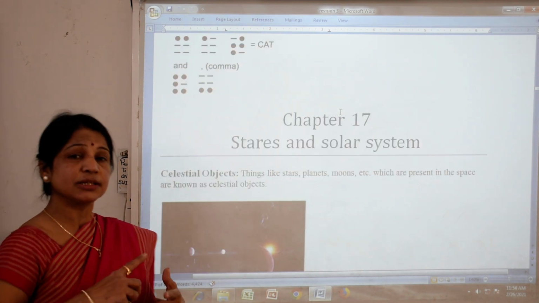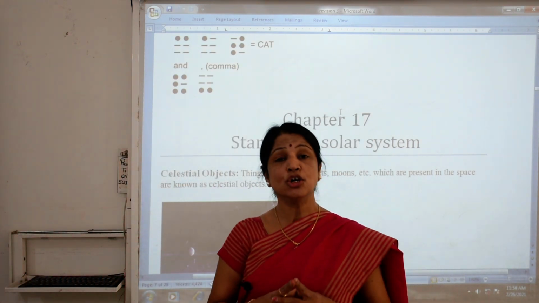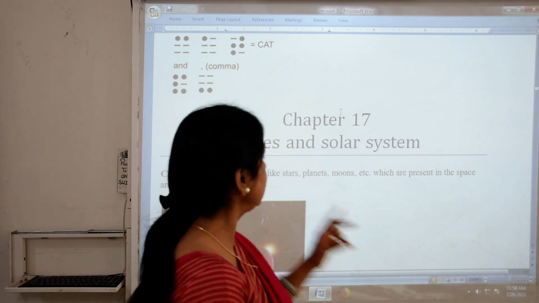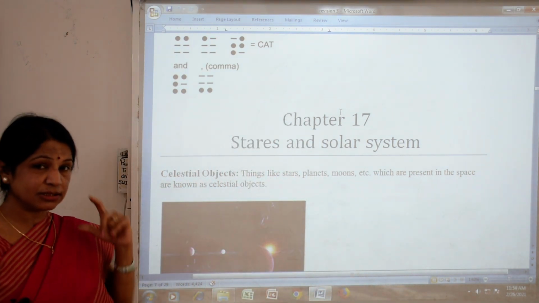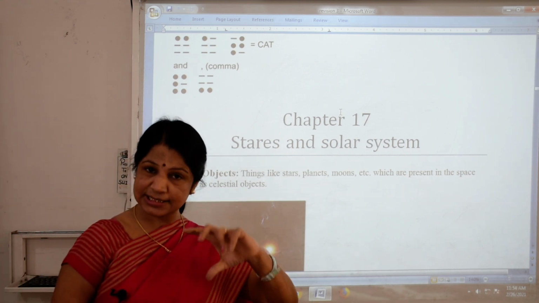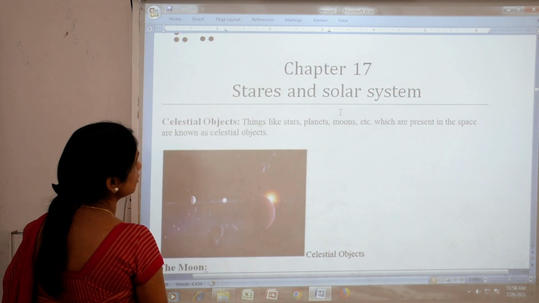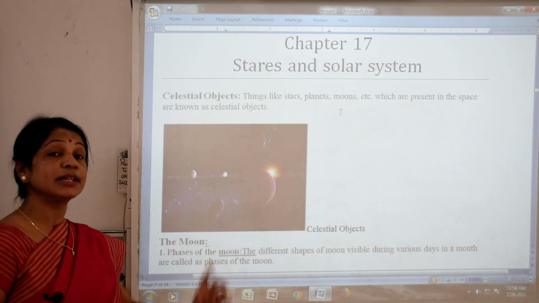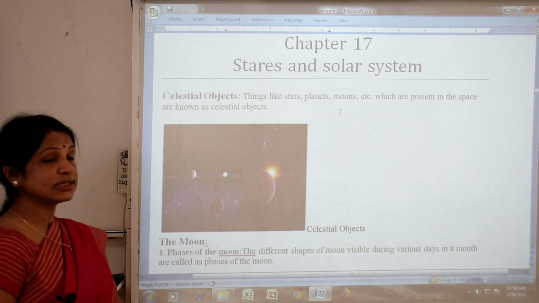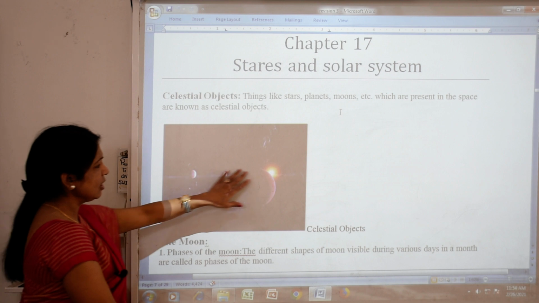Now we are proceeding to the next chapter, chapter 17, which is the solar system and all the planets and stars. First we are going to see celestial objects, celestial bodies. What is that? Things like the stars, the planets, the moon, etc., which are present in space, are known as celestial objects.